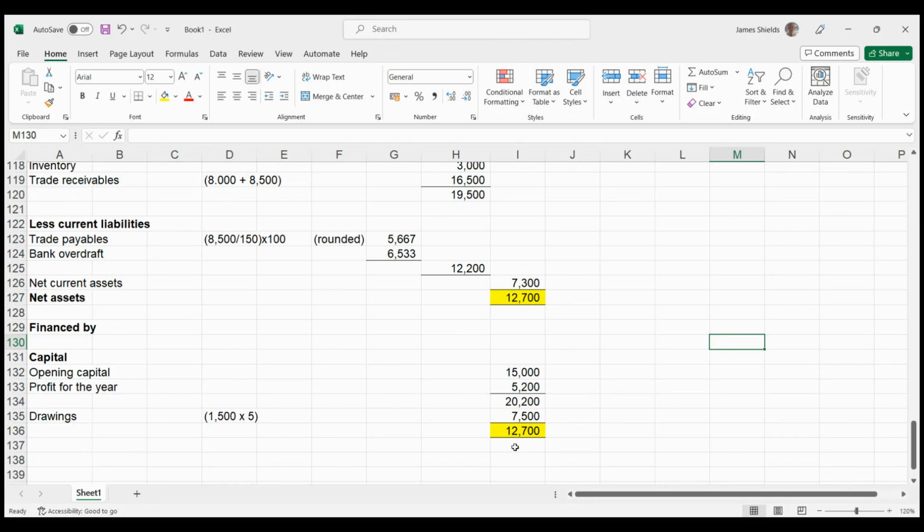If they are different, we will know straight away that there's something wrong. But here we've got them both exactly the same figures, which suggests to us that it is correct. So that's a little example on budgeted income statement and budgeted statement of financial position.